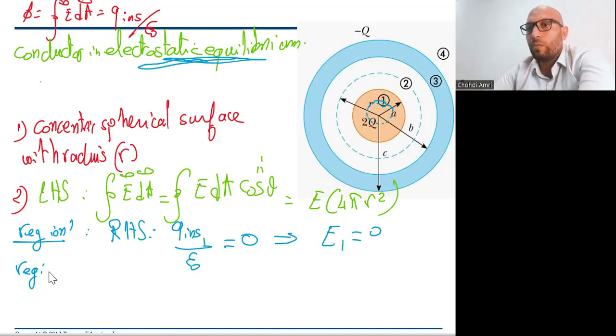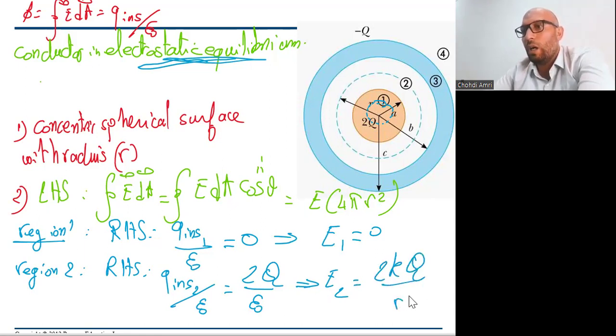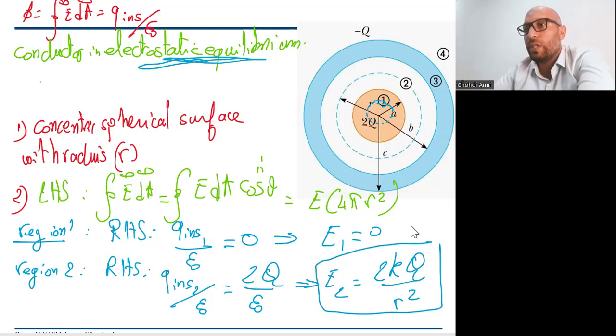Region 2. The right-hand side is what? Where is region 2? We are outside the first conductor, but inside the second. What will be Q inside divided by epsilon naught? It's the total charge. How much? It's 2Q divided by epsilon naught. So we will write E2: E 4 pi r squared equals 2Q divided by epsilon naught. So it will be 2K Q divided by r squared, by equality between the first term and the second term. Okay, let's continue.